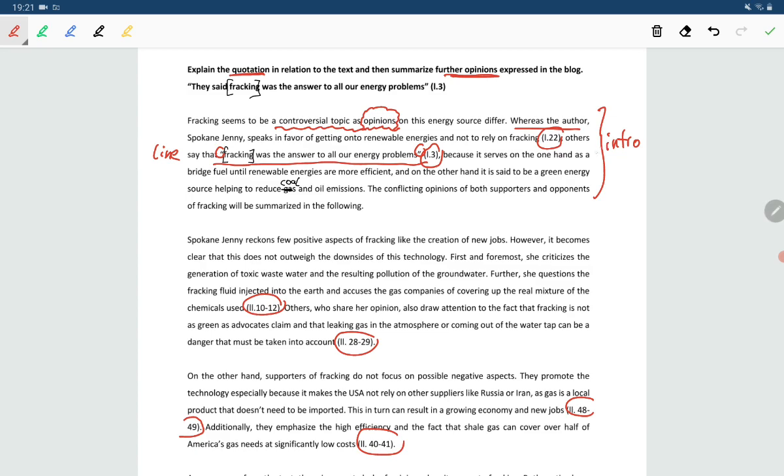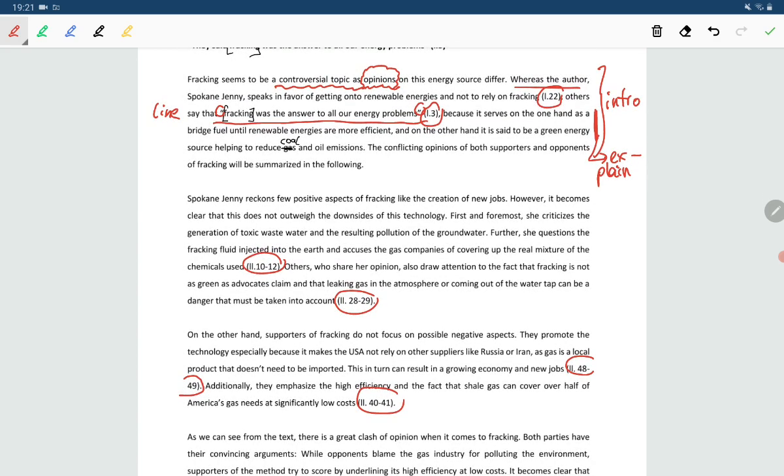Because it serves on the one hand as a bridge fuel until renewable energies are more efficient, and on the other hand, it's said to be a green energy source helping to reduce coal and oil emissions. So here you have your explanation. And then the last sentence should be a transition, because you connect your introduction and your main part here. The conflicting opinions of both supporters and opponents of fracking will be summarized in the following. It neatly connects introduction and main part.